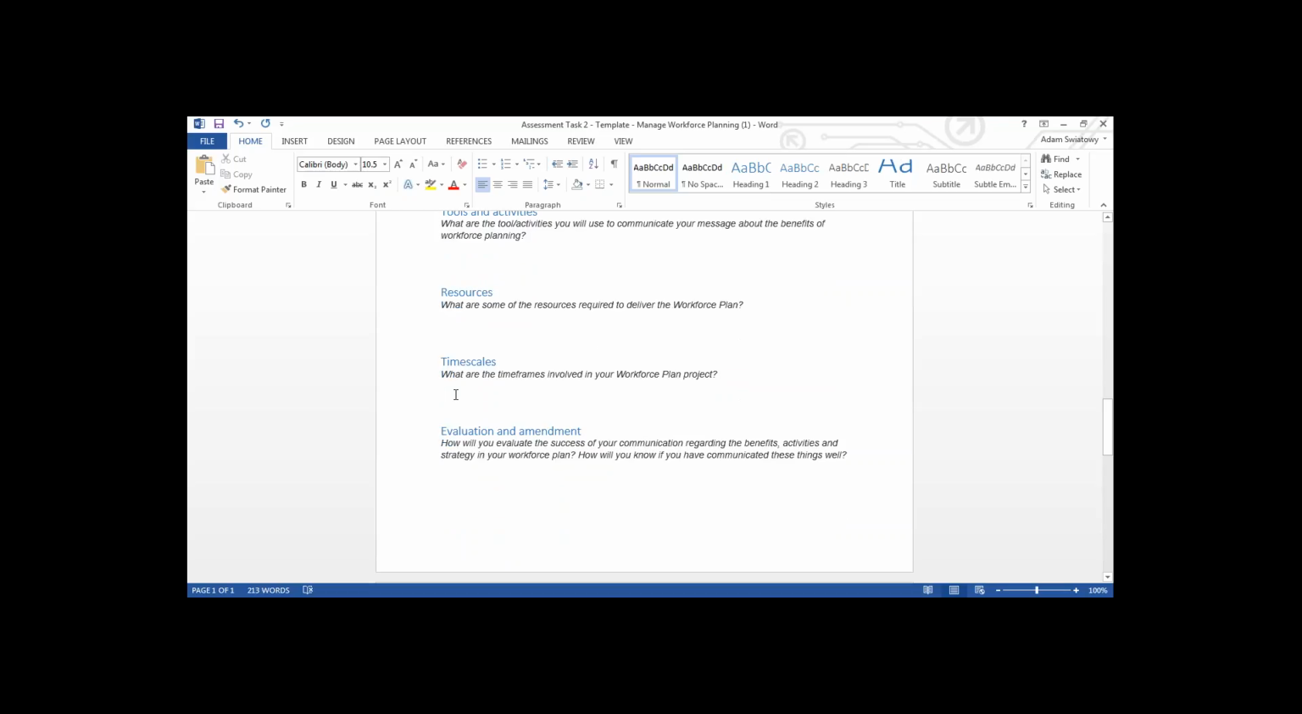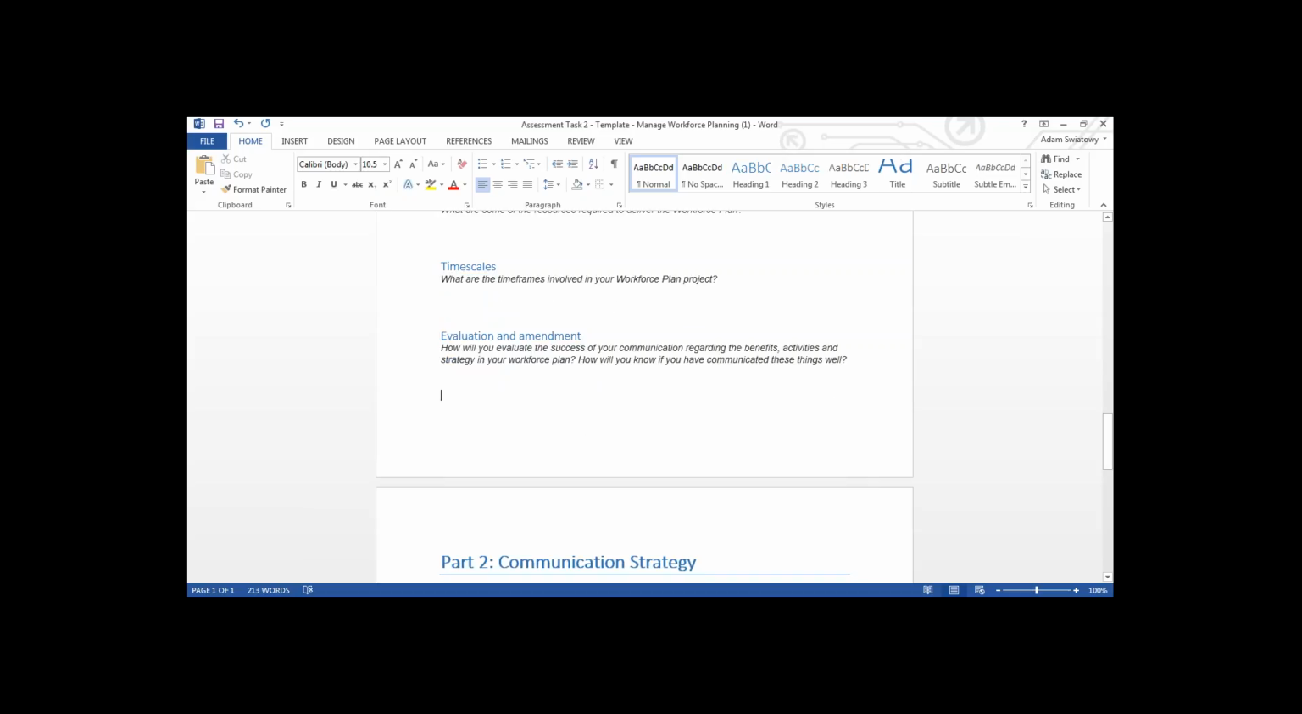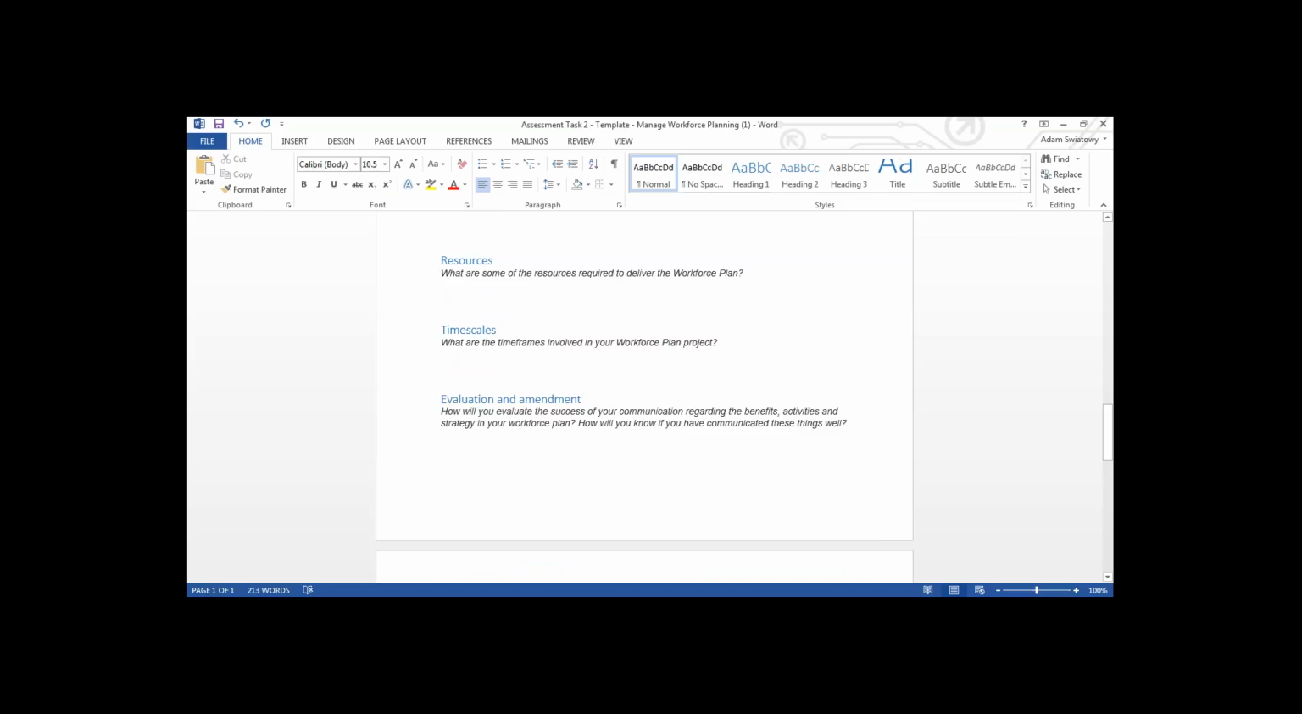Non-human related resources for that one. Timescale: what are the timeframes involved in your workforce plan project? Just a couple of key time frames there would be great. So maybe when you're going to be planning on implementing this particular plan, when you're going to be bringing new people in, and when that training might happen, and so forth. Just a couple of key times there.